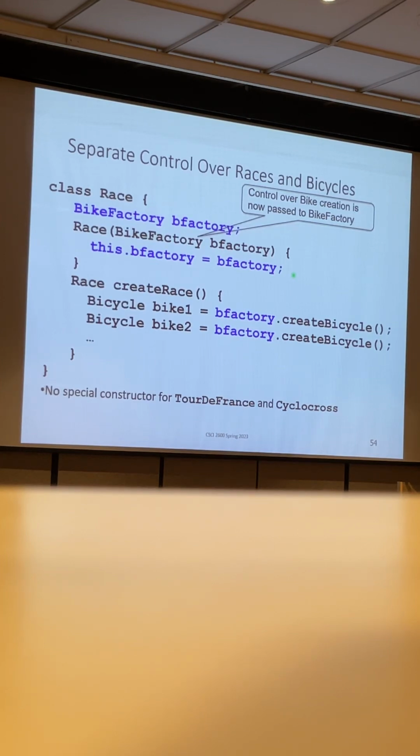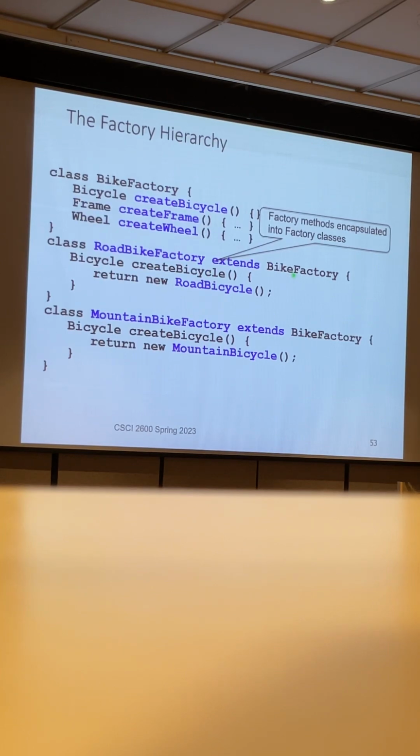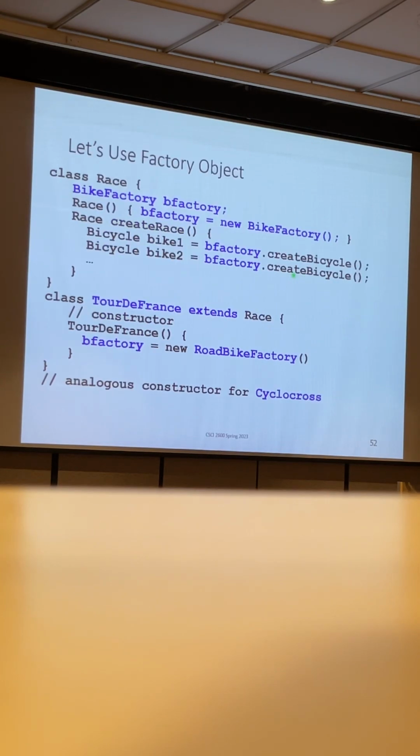Note how, up to this point, which bicycle type is used for each race is kind of hard-coded here, because each type of race will have the dependency on its type of bicycle. So Tour de France is always going to be using road bikes because it instantiates a road bike factory which only knows how to produce road bikes.